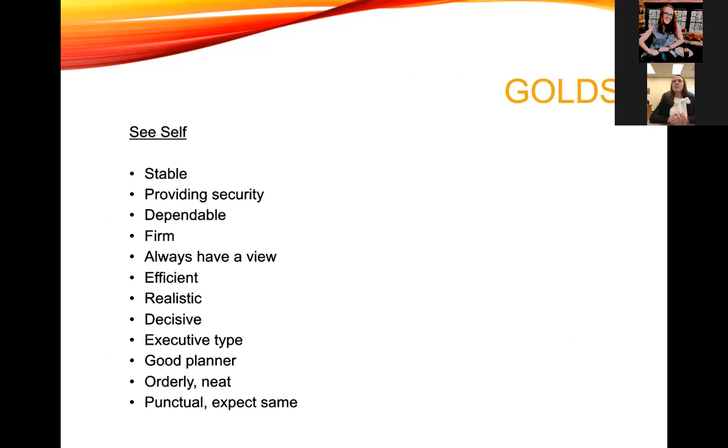So golds see themselves as stable, secure, dependable, firm, always having a view, efficient, realistic, decisive. The executive type, a good planner, orderly, neat, and punctual. And a big thing about golds being punctual is that they expect the same from others. So if you're a gold, this is how you see yourself, but also be aware that you want to communicate where you're coming from so that others don't see you negatively. If you're another color other than gold, pay close attention to this next list and be sure that you start to understand where golds are coming from.